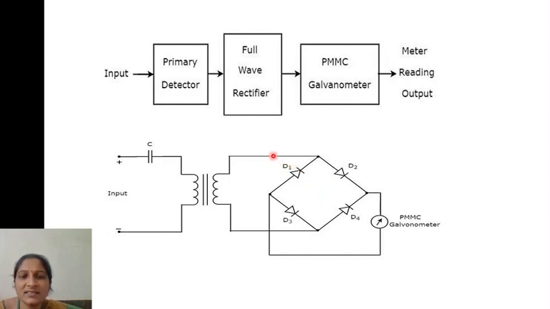The input current will enter here, and at this time D2 becomes forward biased, and the current goes through the PMMC galvanometer and comes back to D1, so that D3 will be forward biased, and like this. During the positive cycle, D2 and D3 are forward biased, while in the negative cycle, D2 and D3 are reverse biased and D1, D4 are forward biased, so that you always obtain a DC voltage. That DC voltage is indicated by the PMMC galvanometer. So this is the wave analyzer.